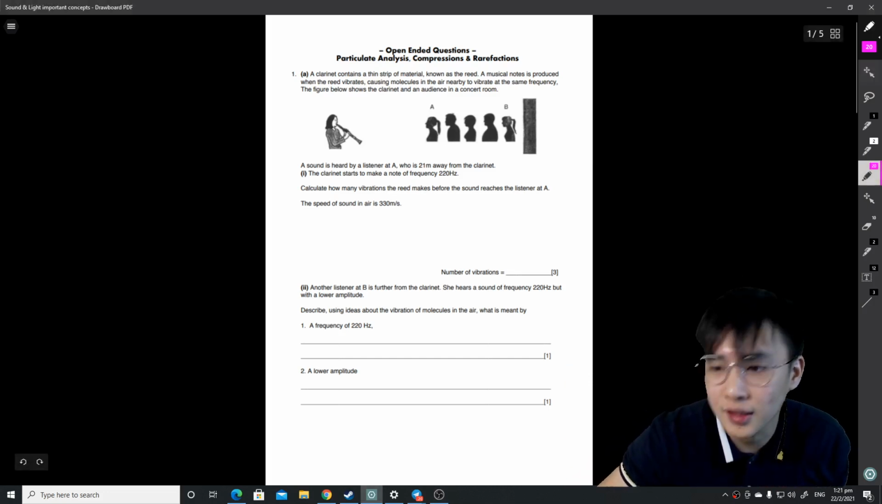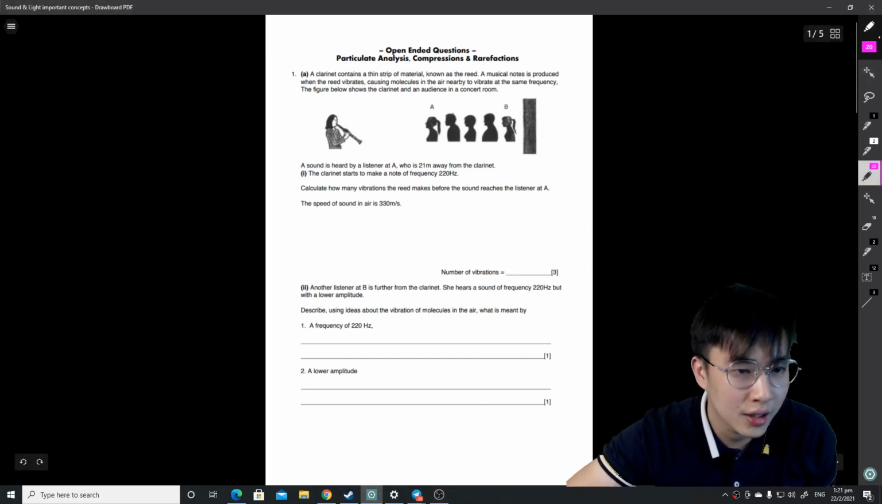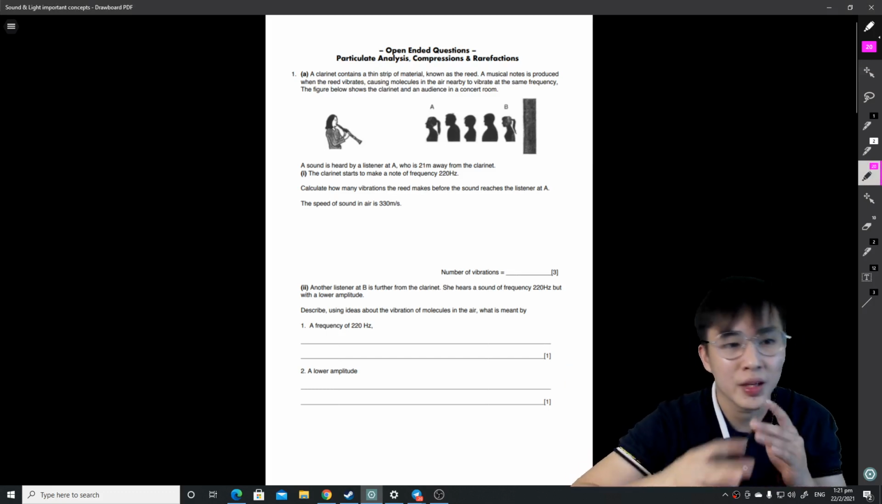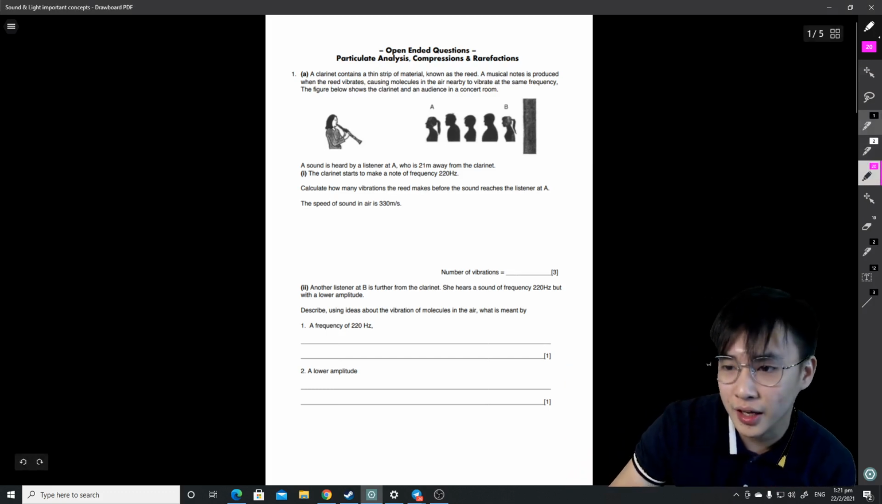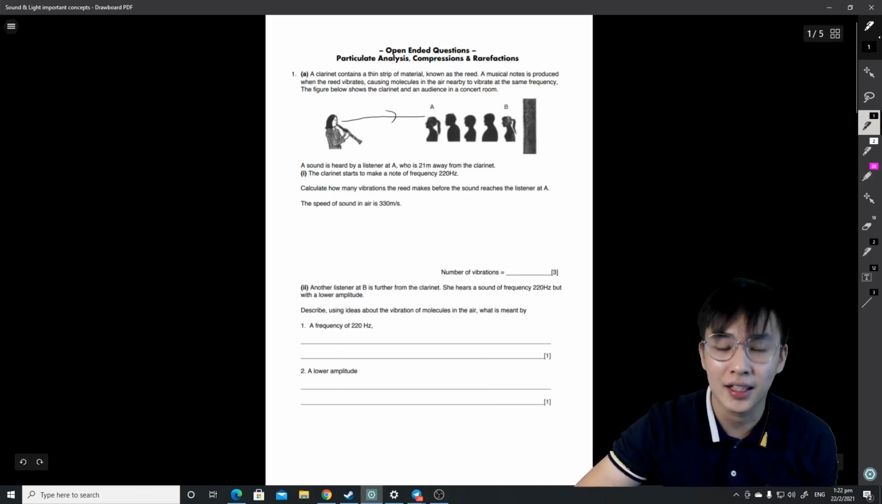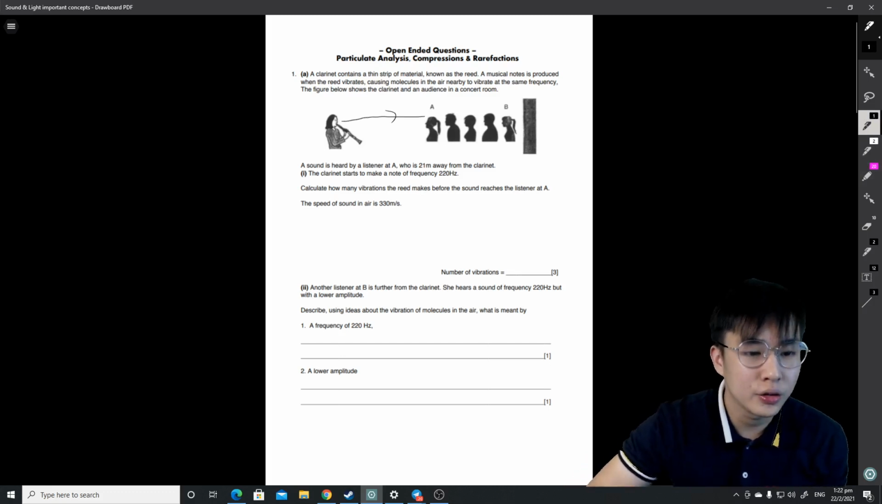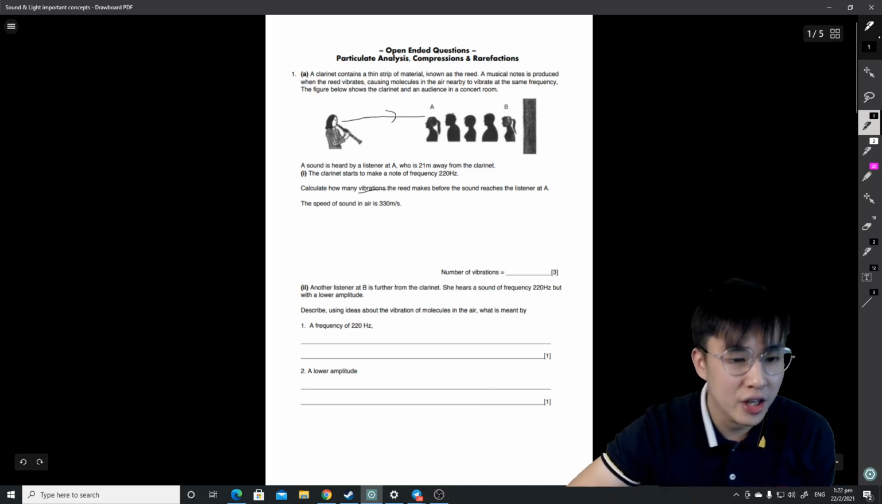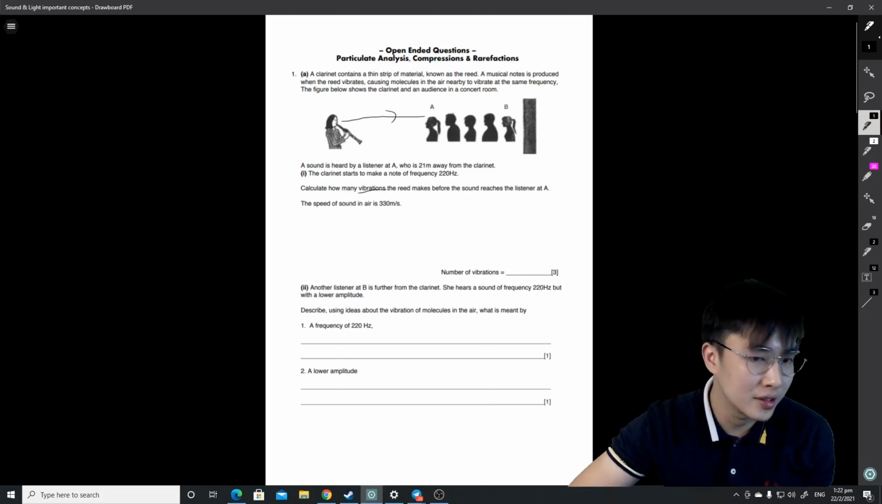As you can see here, you have a little clarinet player, and she's making some music, and obviously that creates a sound wave. The sound wave travels to this person at A. So the first question is: calculate how many vibrations the reed makes before the sound reaches A.